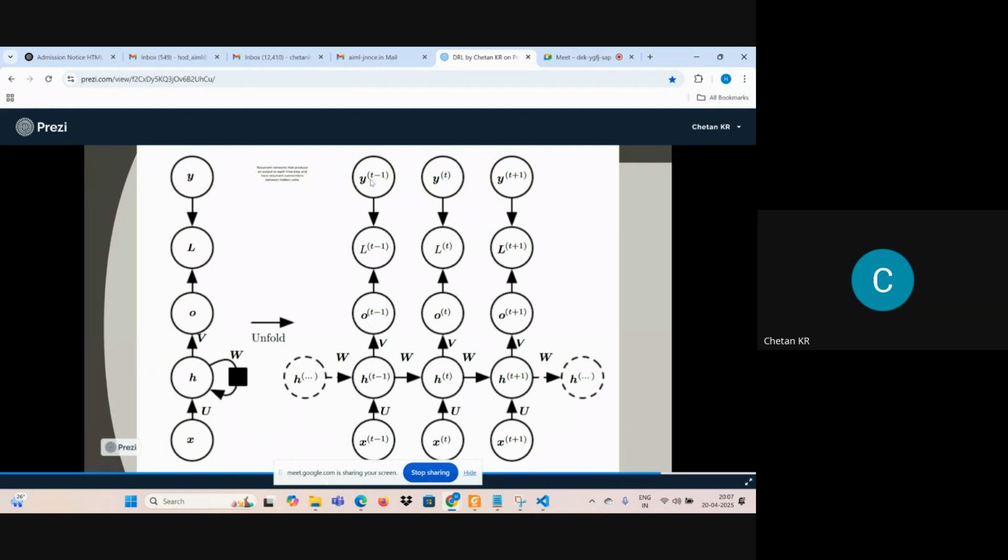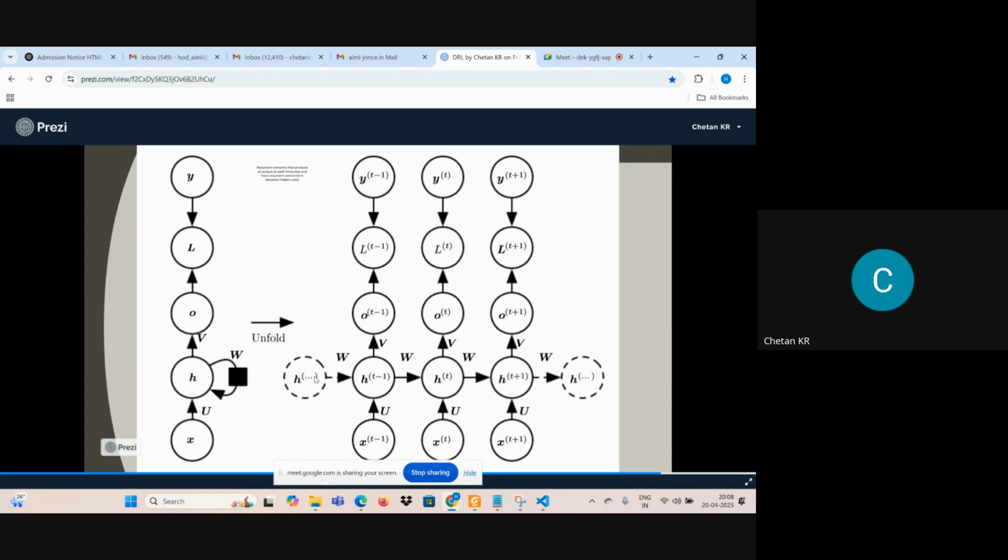Now the current output is compared with the actual output, which should have been yt minus 1. You have got ot minus 1. If you compare these two, you will have a loss, and that is called Lt minus 1. Is it clear? If you want to find Ht, you should know Ht minus 1 and Xt, but not as they are. Ht minus 1 has to be multiplied with W, and Xt has to be multiplied with which matrix? U. You get Ht. From that, you multiply with V, and you get Ot. The actual is Yt, and Ot is the predicted. Ot minus 1 and Ot plus 1 are all predicted outputs.